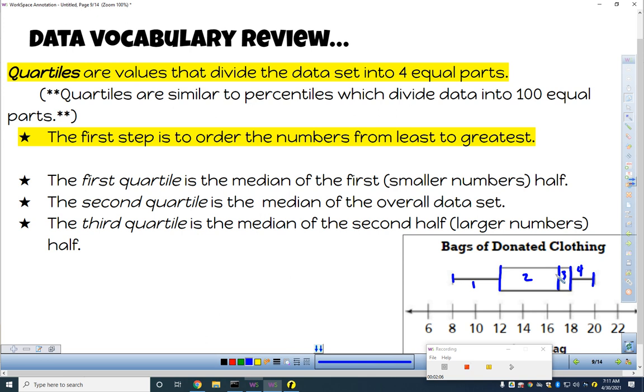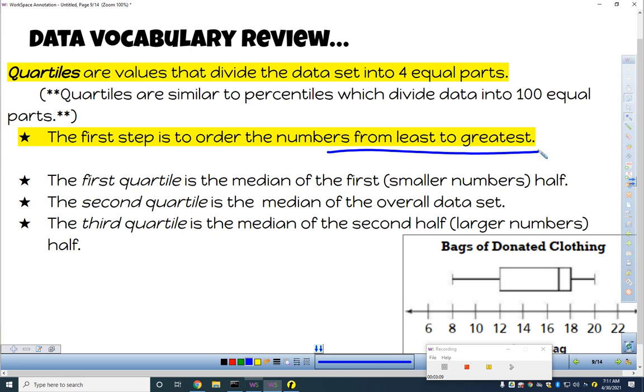Because not all data sets are completely equally divided, not every data set is going to be 1, 2, 3, 4, it's not necessarily going to look spaced out appropriately. However, if we have a high median, a high middle value, that's going to pull our data, as you see in this one, a little bit higher onto our graph. So those are quartiles, divided into 4 equal sections. Whenever we're doing this, the first step, just like when we find the median, is to order our numbers from least to greatest.